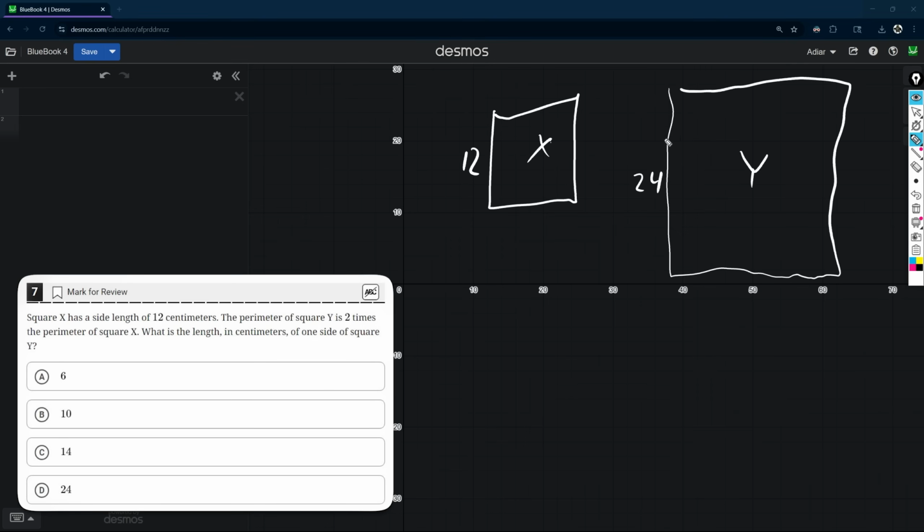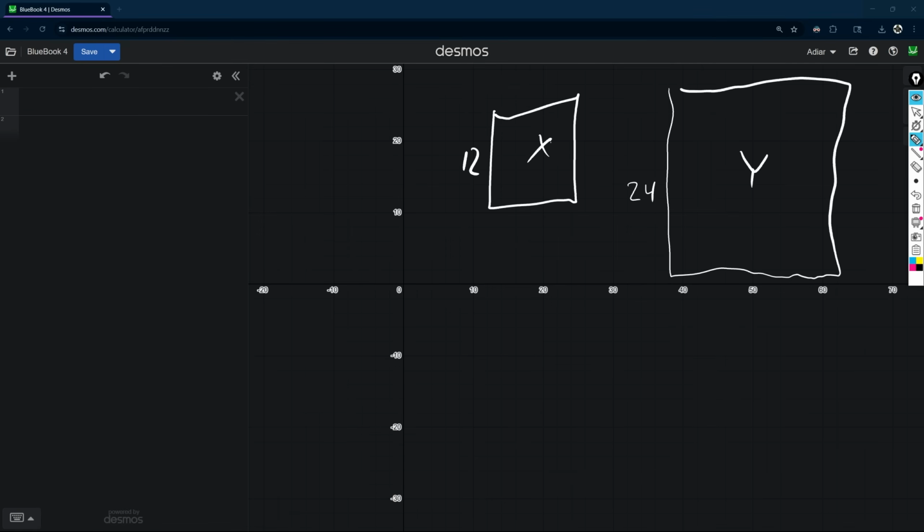So a side length is a one-dimensional measurement, and area is a two-dimensional measurement. And so we have to be very cautious. A perimeter you might think is two-dimensional, but a perimeter is just a bunch of lines added together, and lines are one-dimensional. So because we're comparing one-dimensional measurement to one-dimensional measurement, the proportionality is going to be the same. So because the perimeter is 2 times square x, then we also know that the side length is 2 times the side length of x. So this will actually be 24.